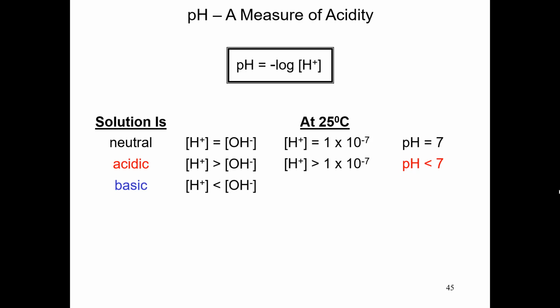If the solution is basic, then the concentration of hydrogen ions is lower than the concentration of hydroxide ions. Mathematically, that means that the concentration of hydrogen ions has to be less than 10 to the negative 7. And applying our analysis of pH, that means the pH has to be greater than 7. So it's a little bit of a strange scale because in this scale, the more acidic a solution is, the lower its pH. In other words, as you increase the pH of the solution, the concentration of hydrogen ions, or the acidity of that solution, is going to be lower.